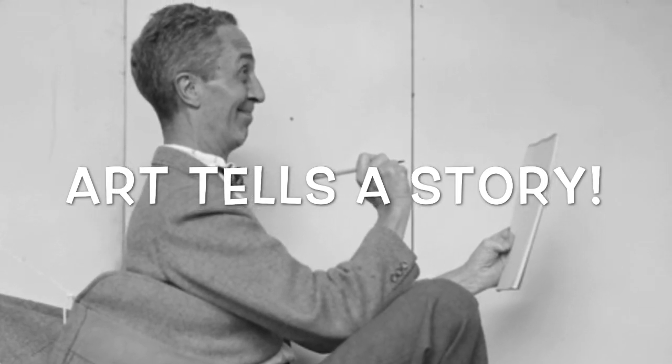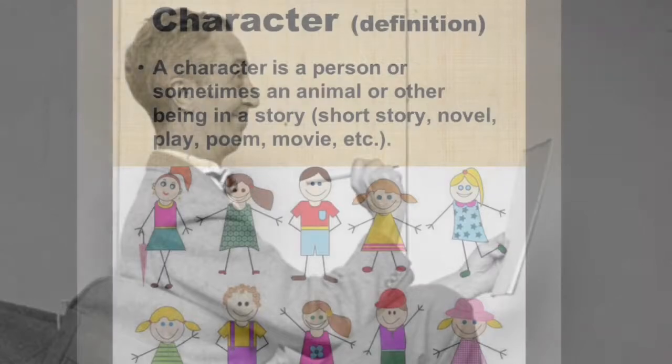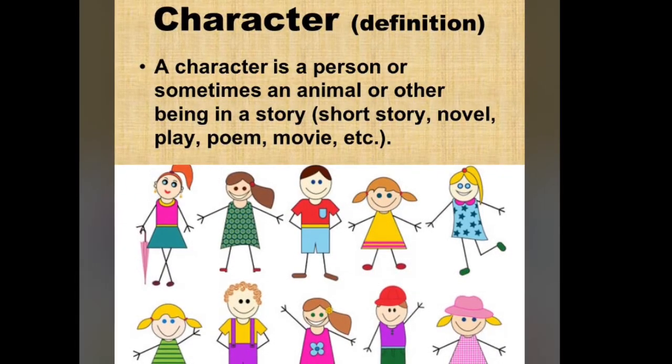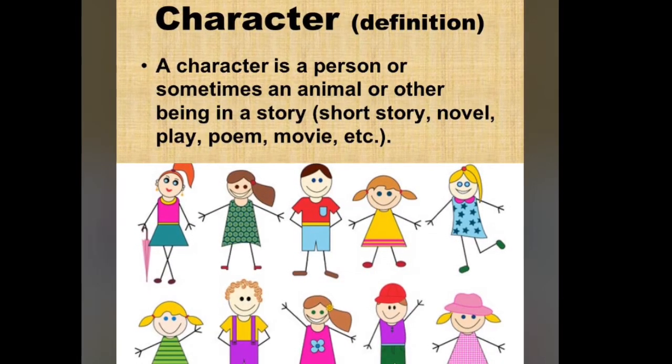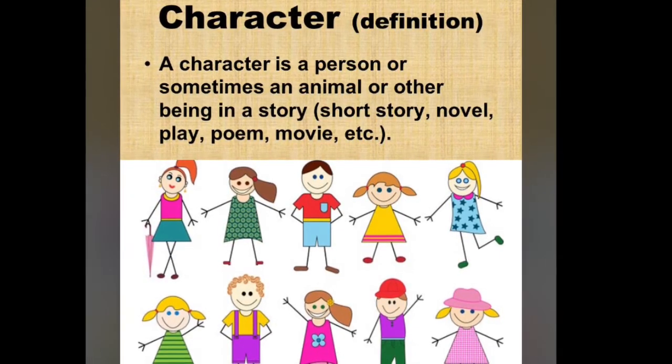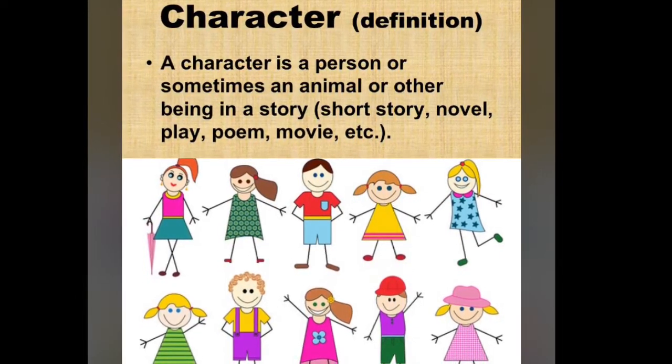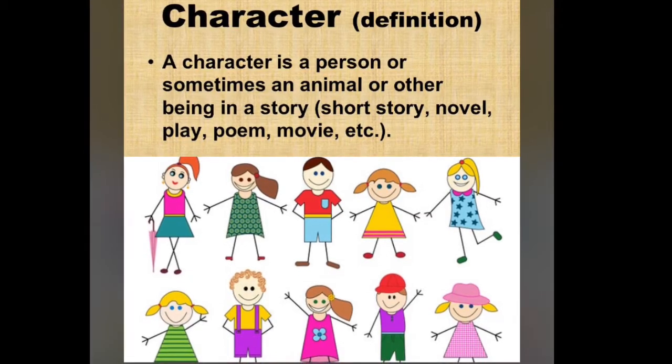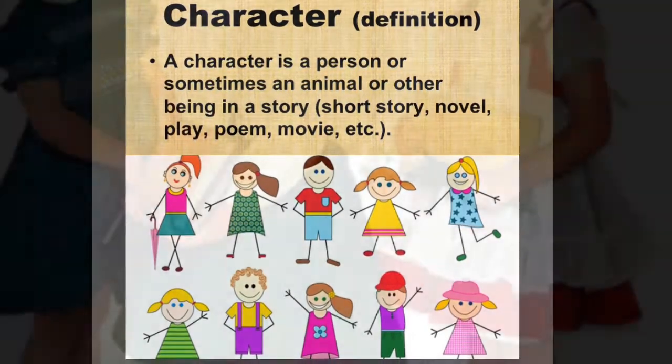All stories come with three big parts. The first part is the character or characters of a story, the people, animals, or other beings in a story. Can you point to the characters in Norman Rockwell's painting?